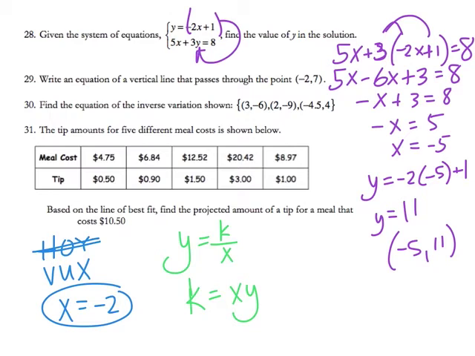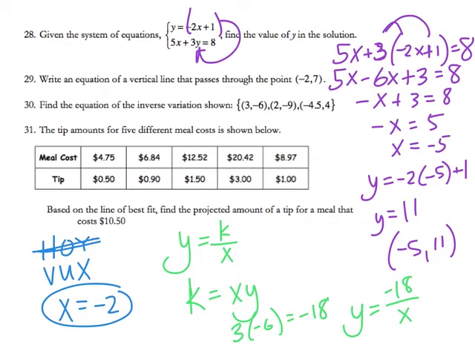Solve for k. Well, if you plug in that first ordered pair, 3 times negative 6 is negative 18. And since it tells me it's an inverse variation, I don't need to worry about writing out any more of that. The answer to the question, find that equation, is y equals negative 18 over x. To confirm that's right, I can look at this ordered pair and realize 2 times negative 9 is indeed negative 18, and negative 4.5 times 4 is indeed negative 18.